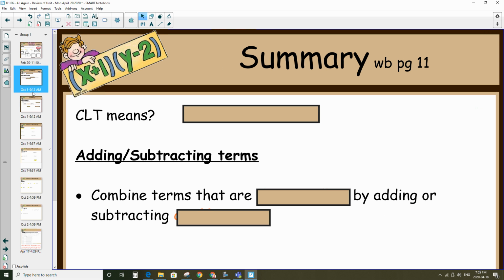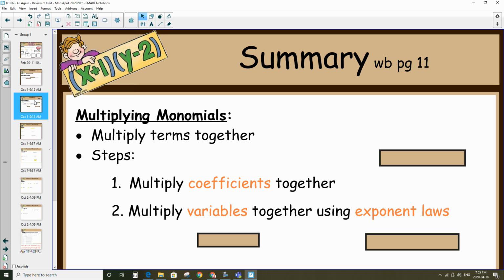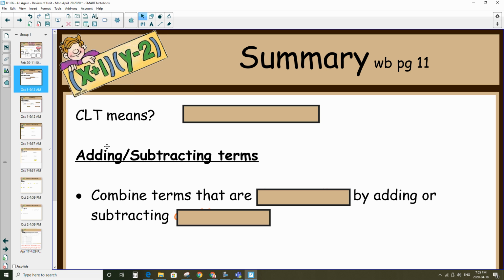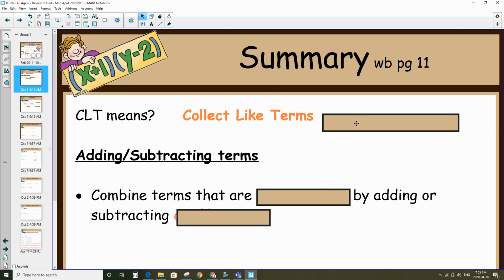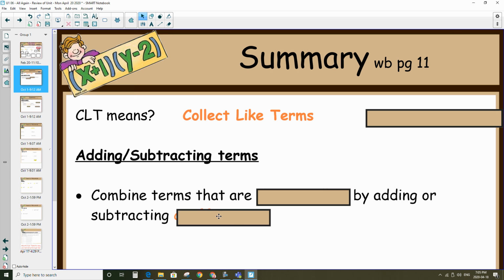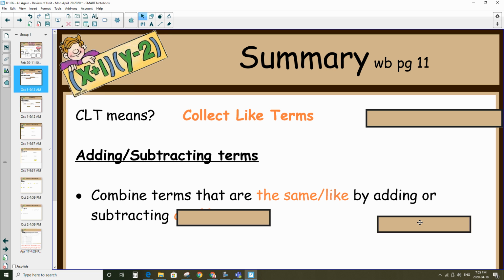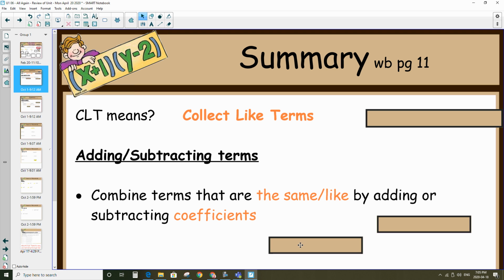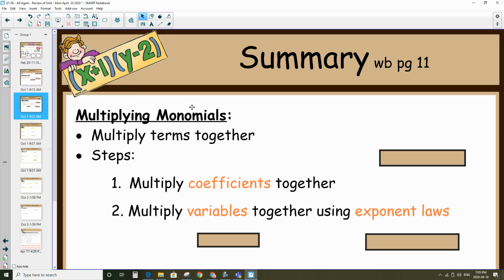All right, we're going to compare adding and subtracting terms to multiplying terms. If we're adding and subtracting terms, that's called collecting like terms. And what we're going to do is combine terms that are same or like by adding or subtracting the coefficients. As opposed to when we're multiplying monomials or multiplying terms, we want to multiply the coefficients together, and then we're going to multiply the variables together using the exponent laws.